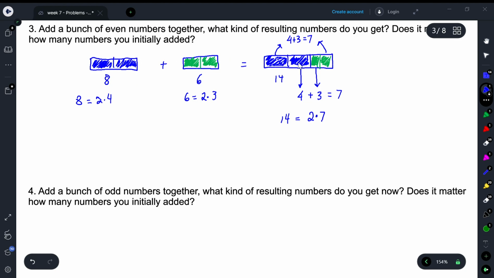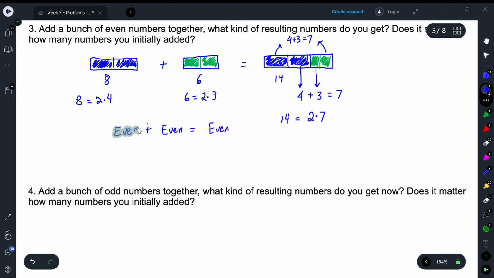And of course, with this explanation, you can do this with any two even numbers, because each even number can be split into two chunks of equal size, and then when you add all these, you get 4 chunks, and then you can combine 2 chunks each of the same types. You can always get an even number. So even plus even, and we're talking about whole numbers here, right? Parity only makes sense in the context of whole numbers. So even plus even is equal to even.